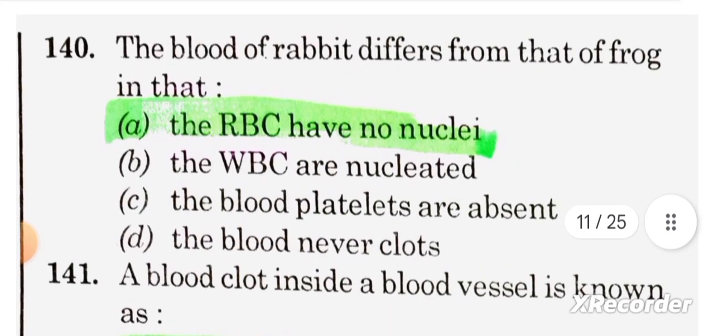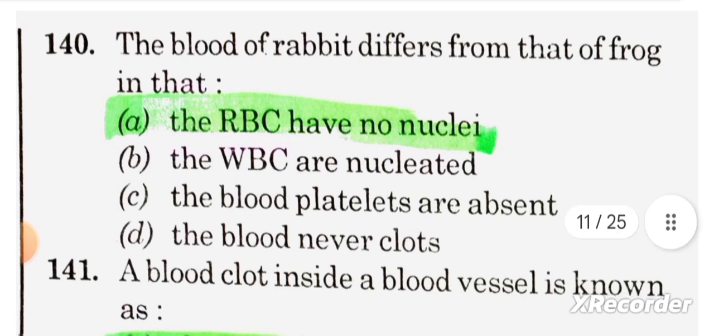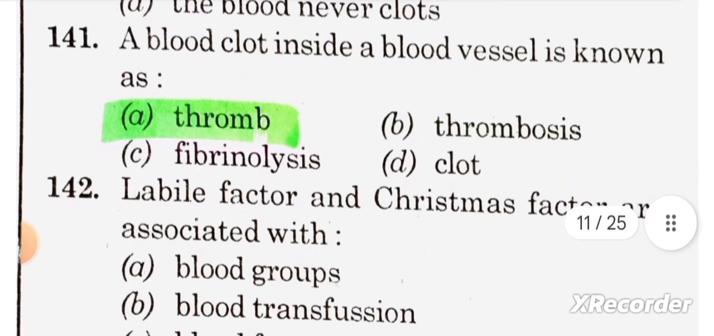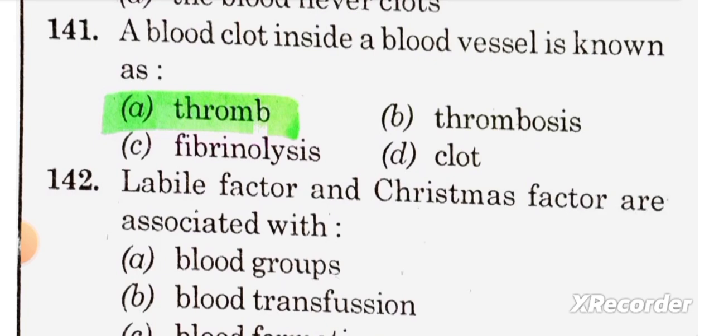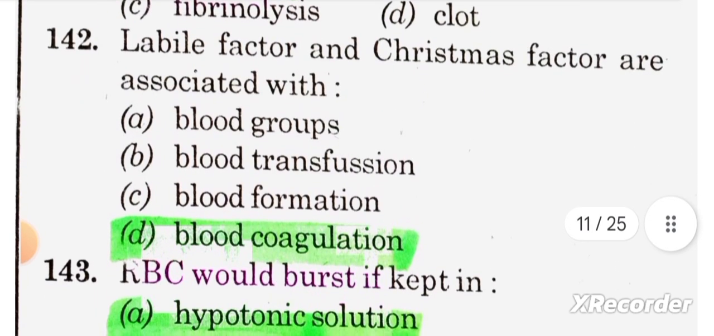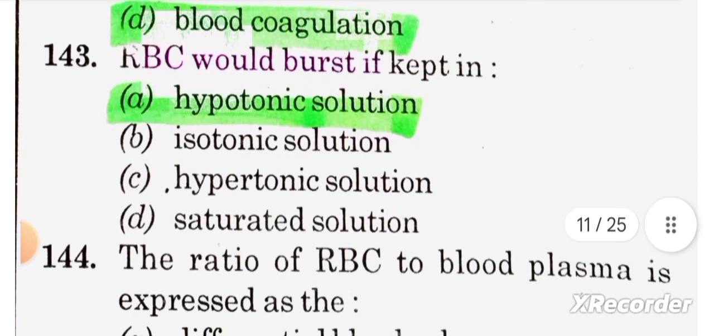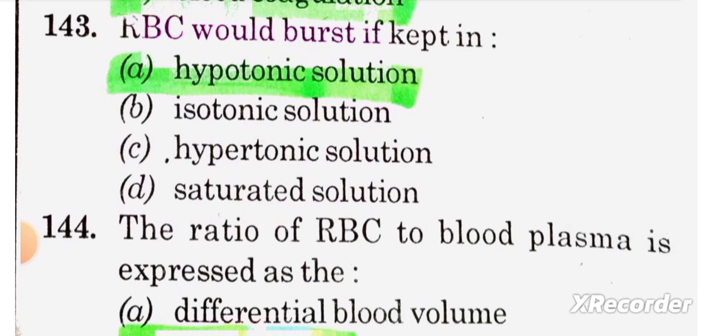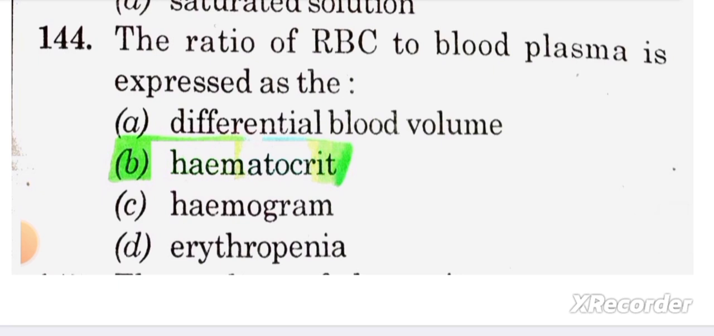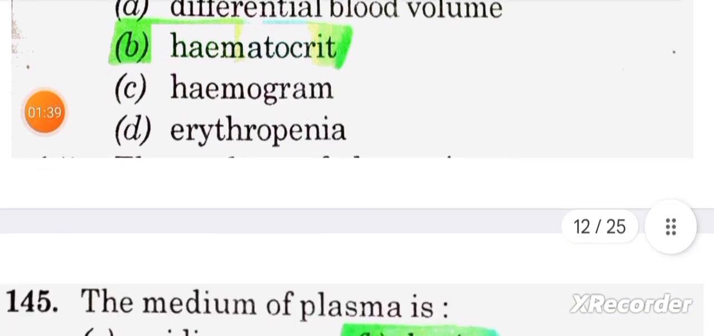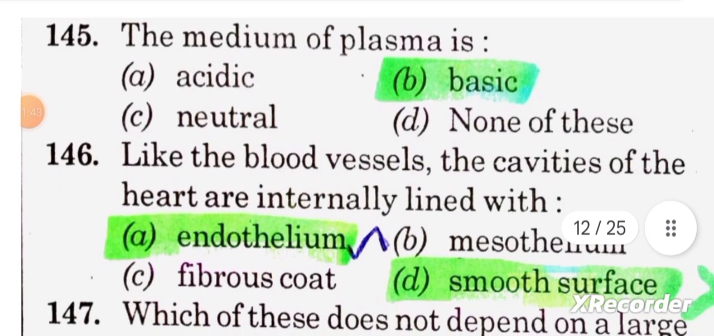Next, 140. The blood of rabbit differs from that of frog in that answer A, the RBC have no nuclei. Next, 141. A blood clot inside a blood vessel is known as answer A, thrombus. 142. Labile factors and Christmas factors are associated with answer D, blood coagulation. 143. RBC would burst if kept in answer A, hypotonic solution. 144. The ratio of RBC to blood plasma is expressed as the answer B, hematocrit. Next, 145. The medium of plasma is answer B, basic.